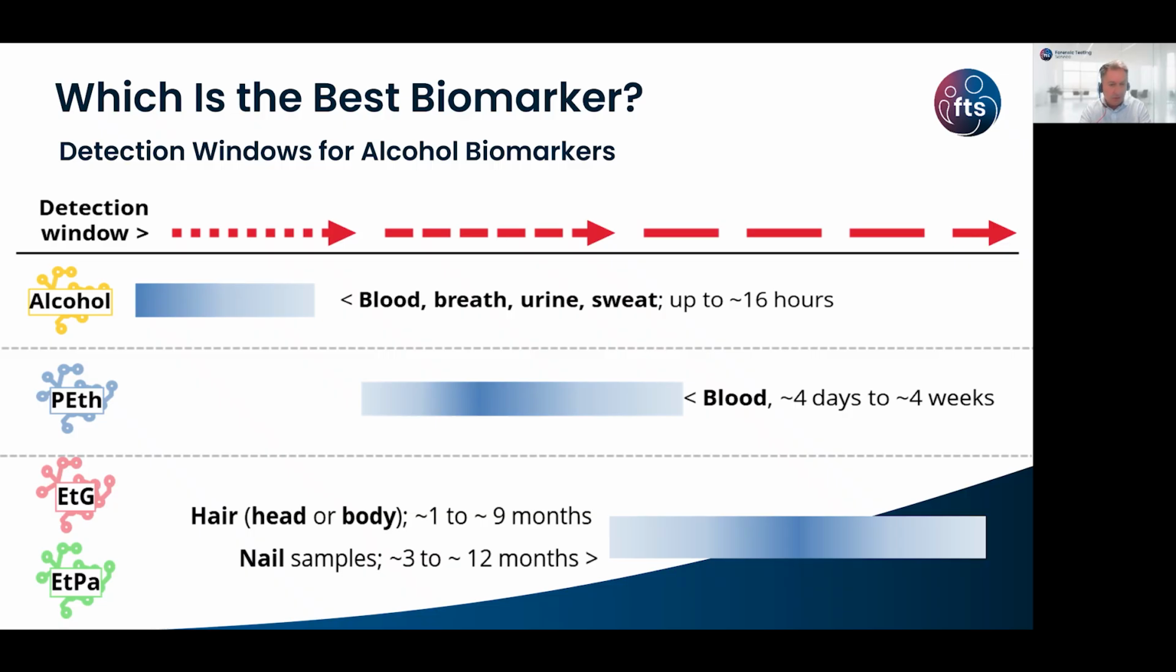So again, depending on the length of hair, you can get up to 1 to 9 months, or even longer if you've got longer hair. And nails is similar as well, 3 to 12 months, depending on the size of the nail bed. So again, these are great for if you want to know someone's history over, let's say, a period of 3 months or 6 months. Those are great samples to instruct for.